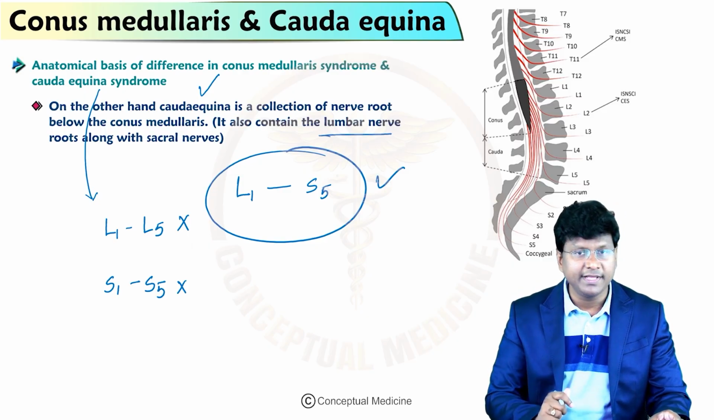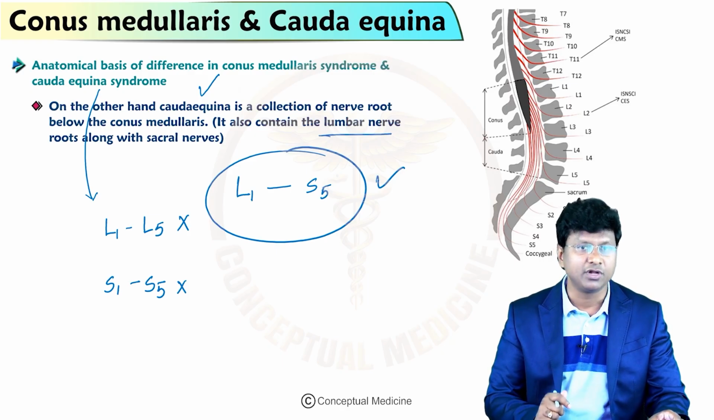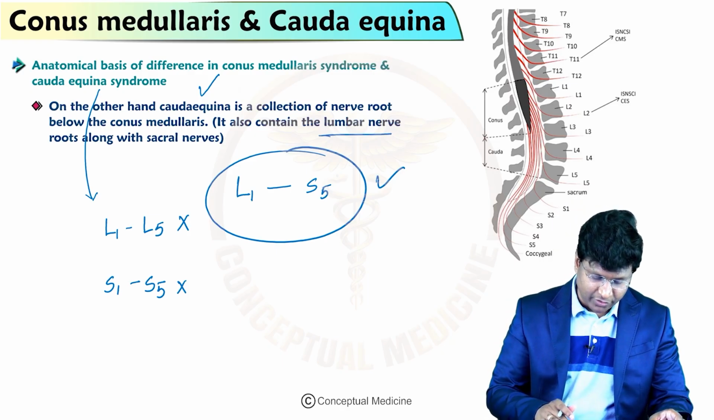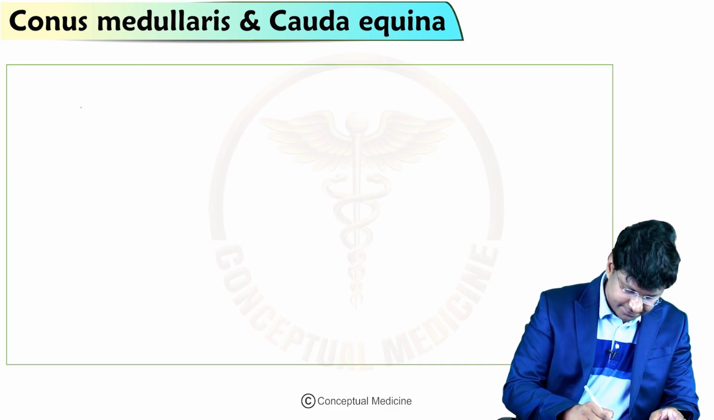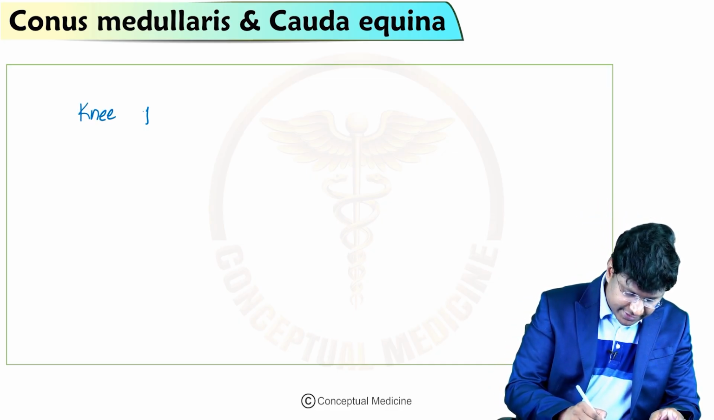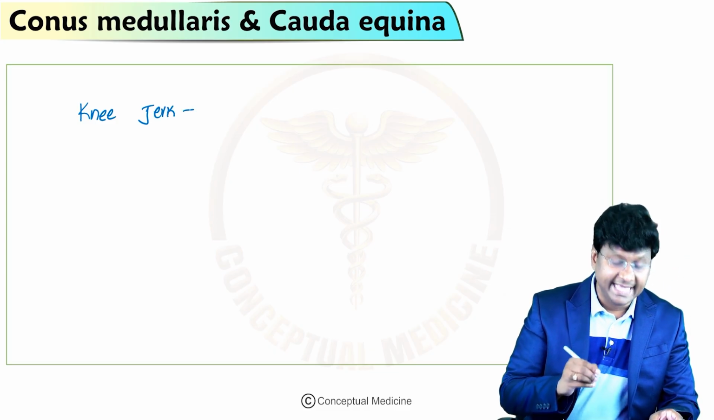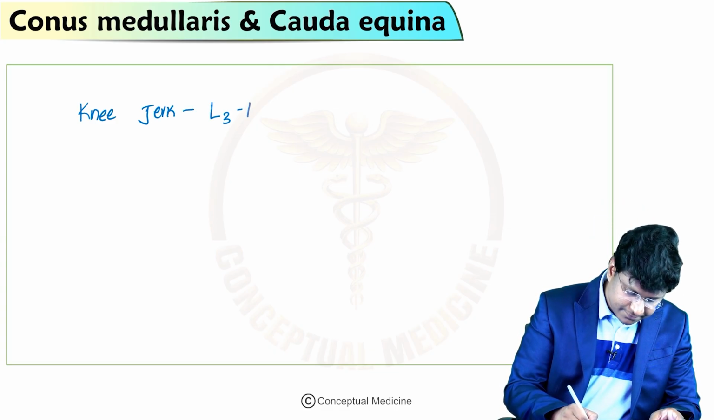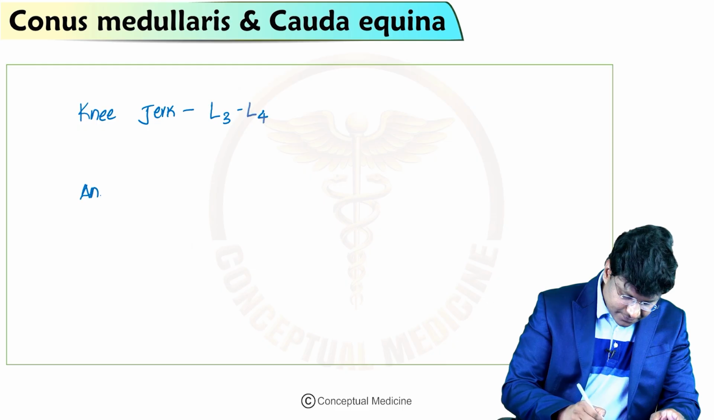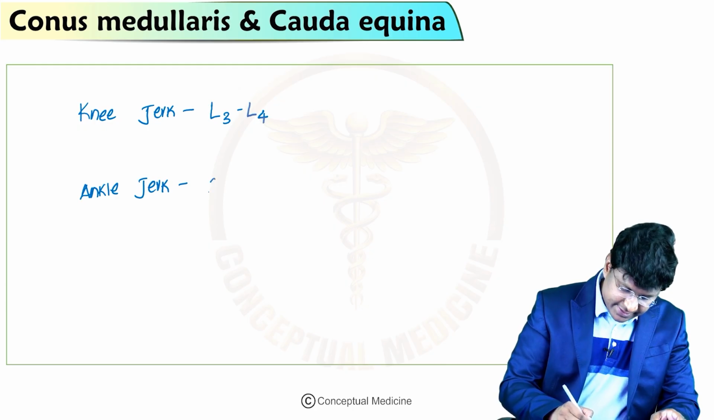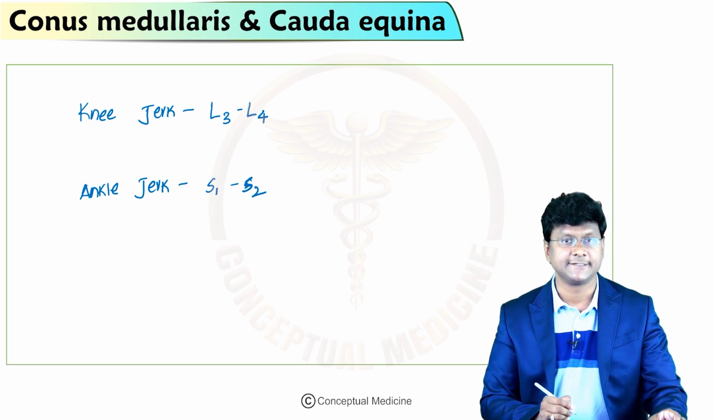Next. So, now accordingly you take the deep tendon reflexes. In case of the deep tendon reflexes, you have to know that for knee jerk, the root value is L3 and L4, right? Whereas you take ankle jerk, the root value is S1 and S2. That will be the root value of the ankle jerk.